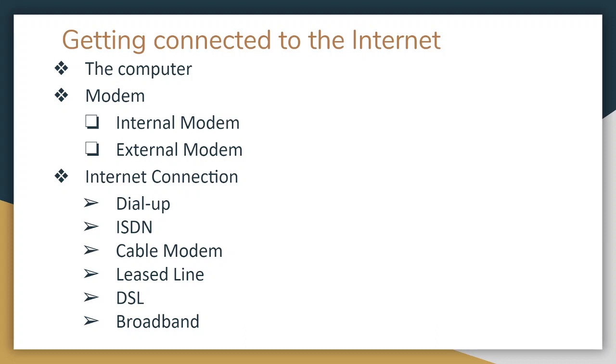If you are using the dial up, your telephone will not be working, you will not be getting the calls if you are working on the internet. So this is the difference. Next is the leased line.